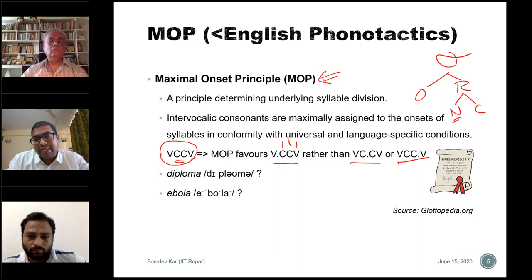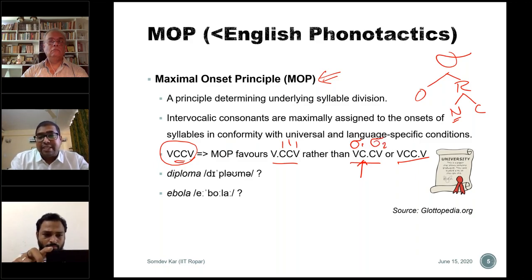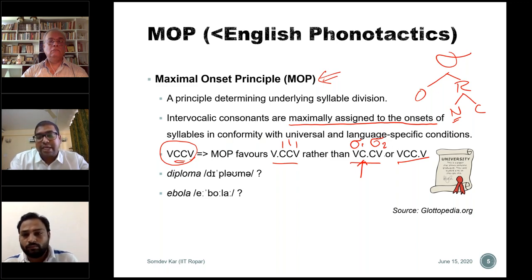Okay. But the other two possibilities, V, C, C, V. But then what is happening here? This consonant is going to the coda of the first syllable, whereas the other consonant is going to the onset of the second syllable. But no, MOP does not like that. MOP likes that the consonants are maximally assigned to the onsets. So all consonants should be in the onset rather than the coda of the other syllable. So here it is the extreme bad scenario.